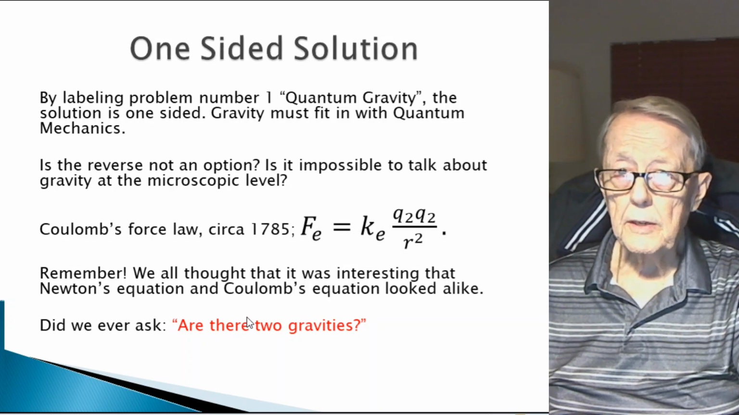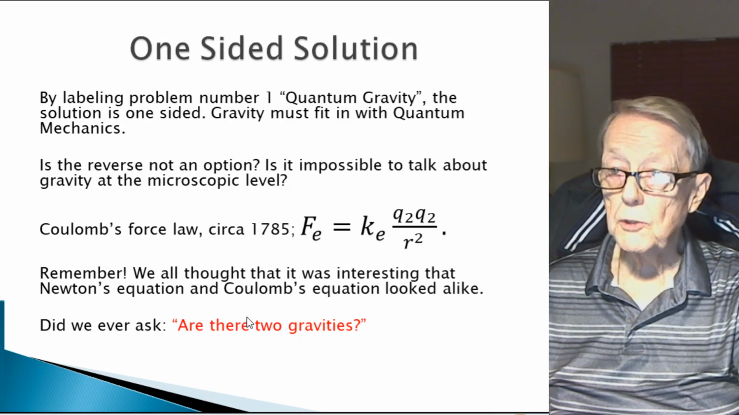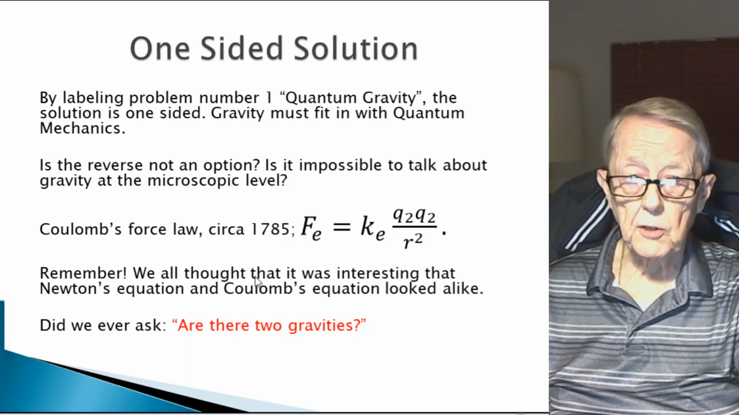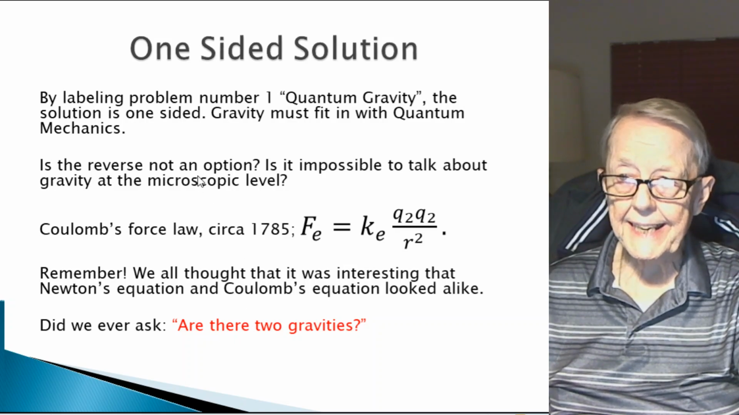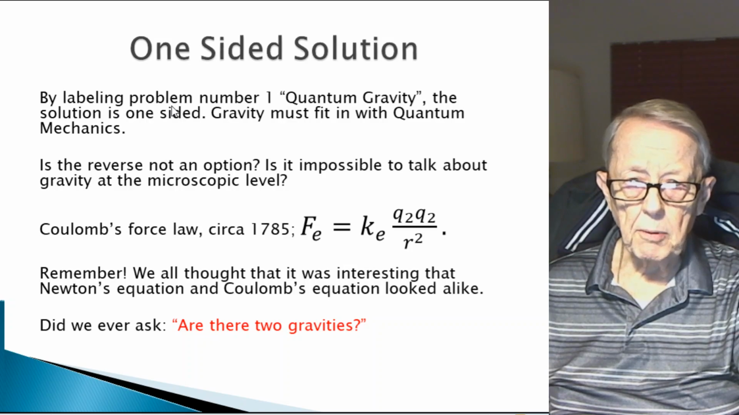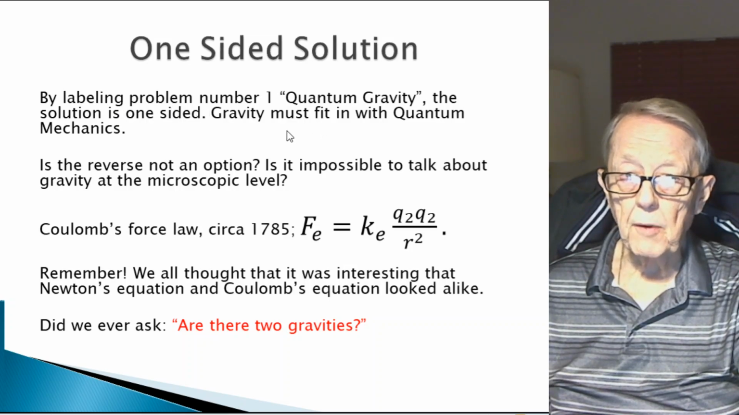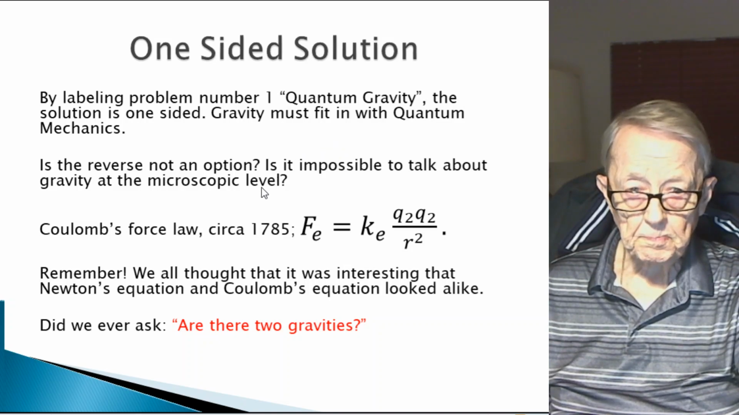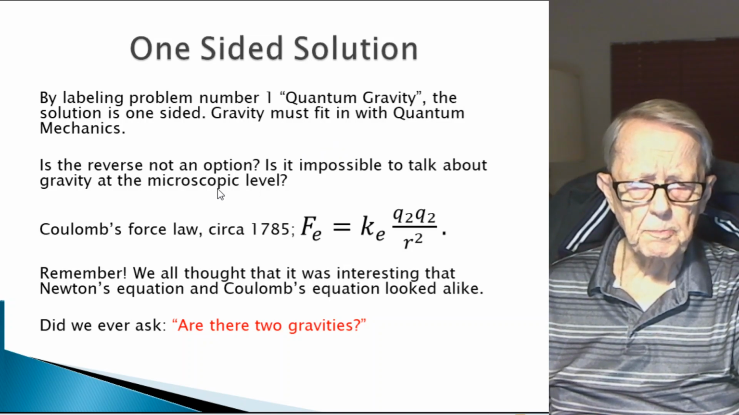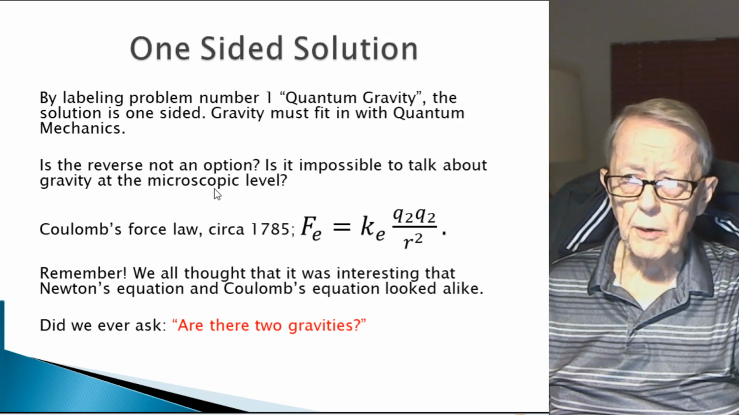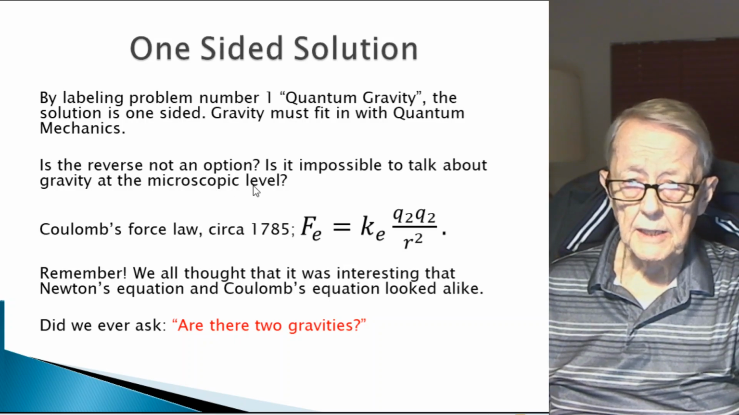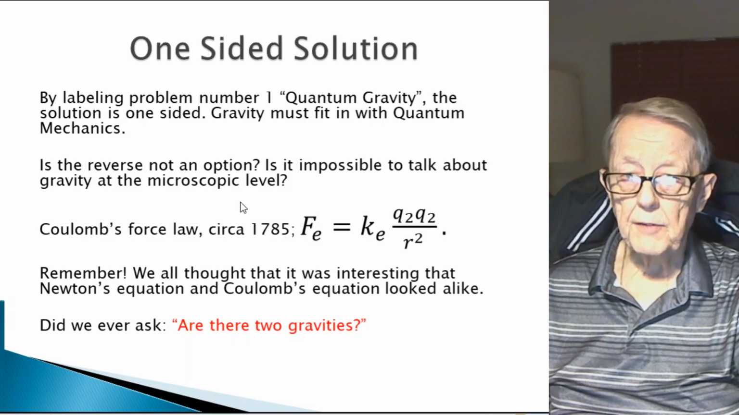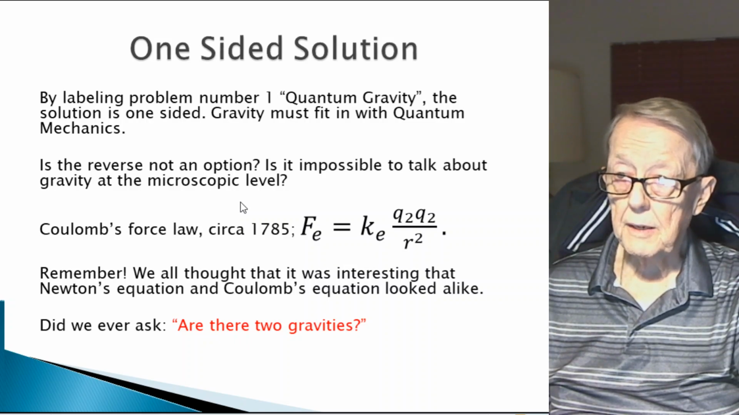Lee Smolin is really proposing a one-sided solution, as I've been hinting at. By labeling problem number 1 quantum gravity, the solution becomes one-sided. Gravity must fit with quantum mechanics, quantum theory, whichever name you want to use. The question is, is the reverse not an option? Is it impossible to talk about gravity at the microscopic level?